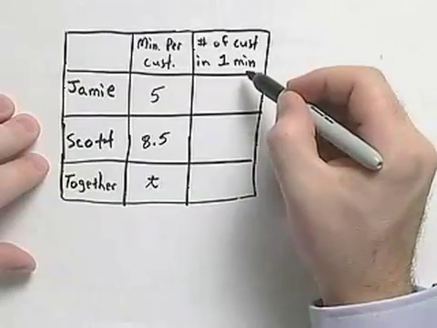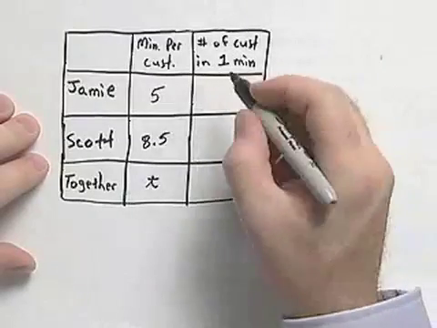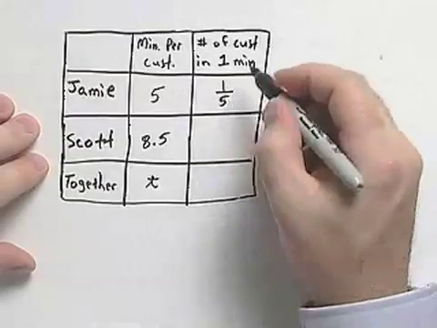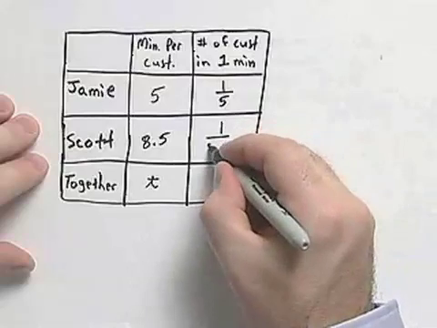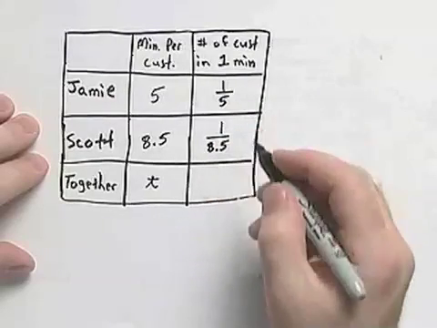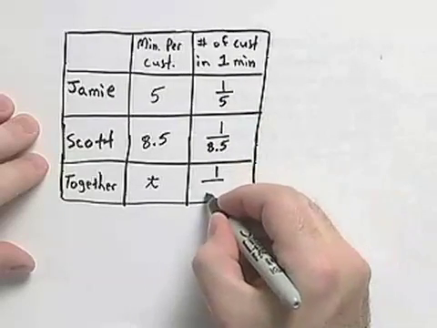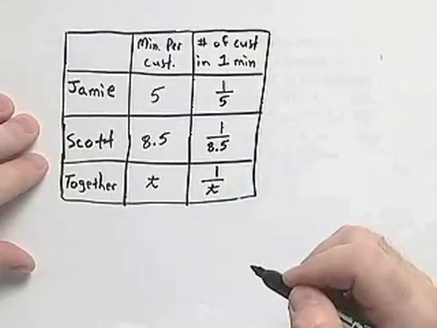The number of customers that they can service in 1 minute then, Jamie would be 1 over 5, because she can do one customer in 5 minutes. Scott can do one customer in 8.5 minutes. And then together they would do one customer over T minutes.